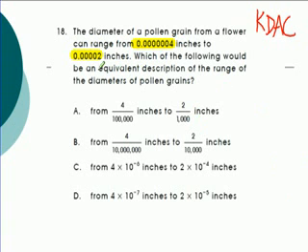Alright, so now we also need to know that we need to find an equivalent description of those. The word equivalent means equal. Alright, so now what we need to do is find which one of these A, B, C, or D is equal or the same to the two in the question. So the easiest thing that I think that we should do is we should just figure these out.